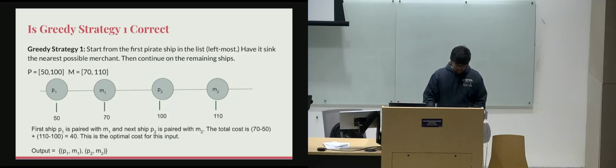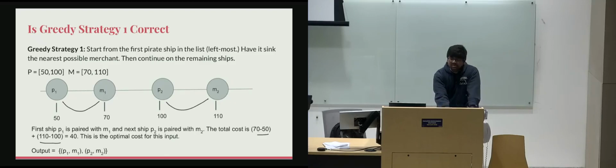And then you keep doing this for the rest of the ships as well. So if we try this approach for this example, we will get a solution like this. We are basically choosing P1 to destroy M1, and M2 is being sunk by ship P2. So the distance here will be 70 minus 50 plus 110 minus 100, which is 40. And it seems right here.